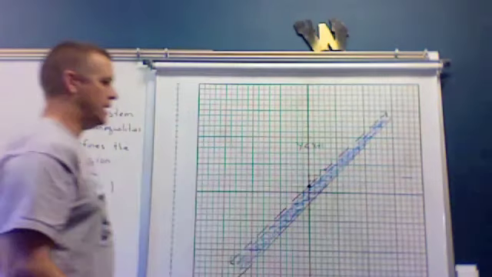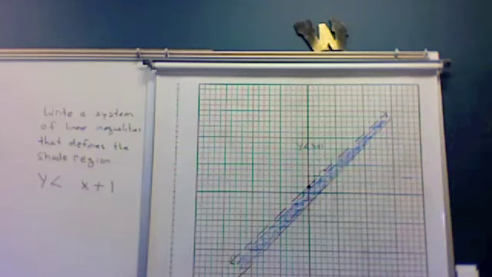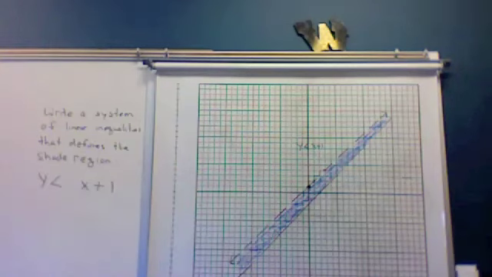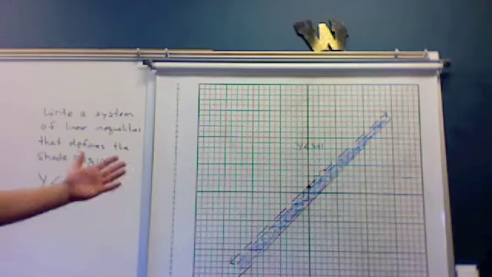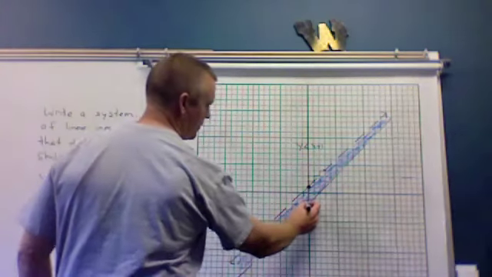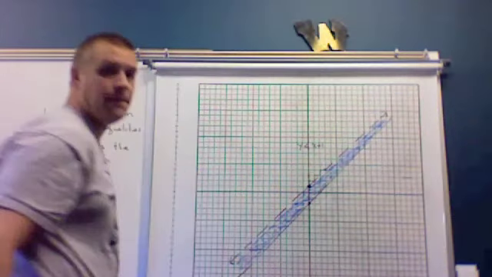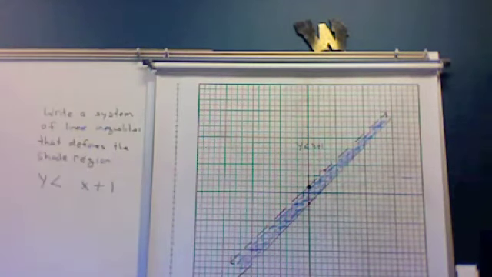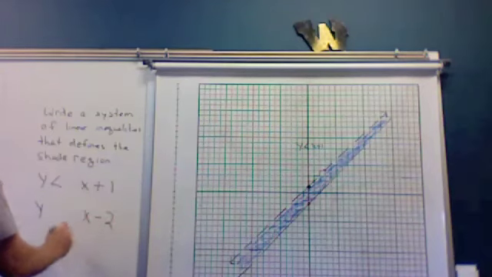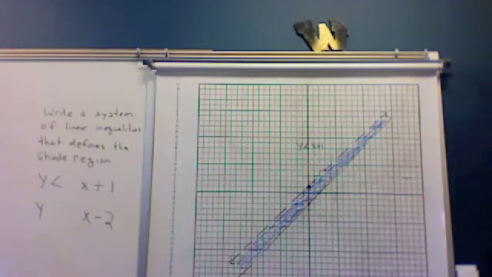Now let's take a look at the second line. The second line is a solid line, so we know it's going to be greater than or equal to or less than or equal to. Actually, we know it's going to be greater than or equal to because the shading's above. Now let's find its y-intercept. The y-intercept here is negative 2. So far we know we're going to have y, we know we're going to have a negative 2, and we know it's going to be greater than or equal to because the shading's above.